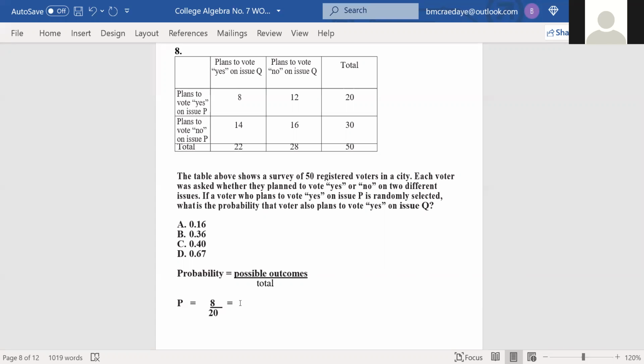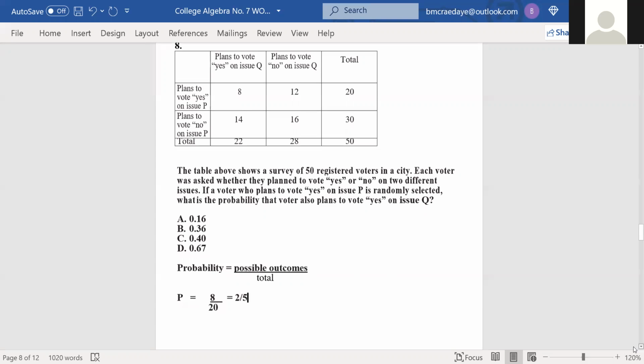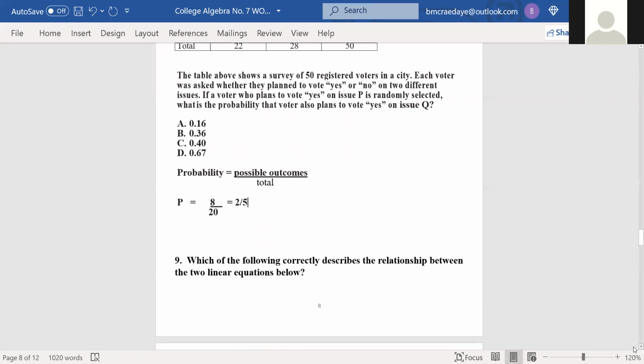So 4 in the 8 is what? 2 times. And 4 in the 20 is 5 times. So I'll use the slash for division. And our answers, let's see if they were given in percent. Okay, they're given as decimal. So 2/5 equals 0.40. That's right, that's 40%. Okay, so there we go.